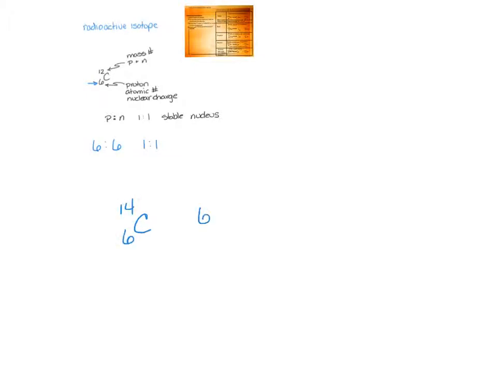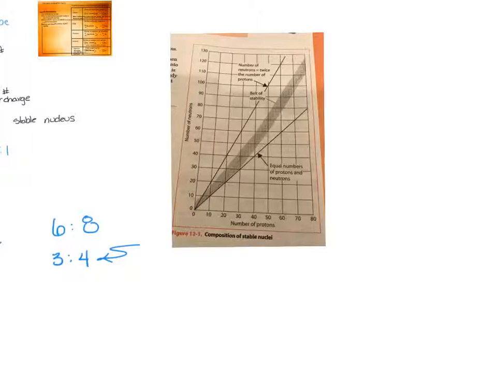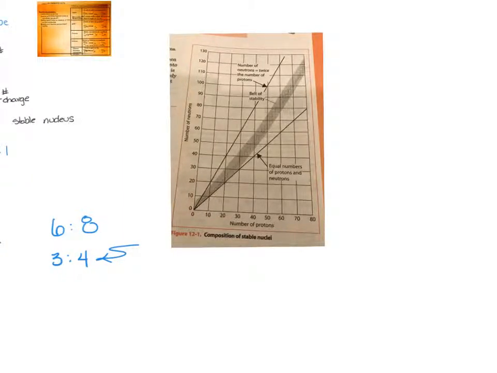Okay, now if we look at carbon-14, we've got 6 protons, but we have 8 neutrons. And so this gives us a ratio of 3:4. Okay, I just reduced that 6 to 8 to 3 to 4. And that is not a 1:1 ratio, so we consider this a radioactive isotope. Okay, when the proton to neutron ratio is close to 1:1, we say that it is in what we call the band of stability. So I went ahead and I grabbed a picture of the band of stability, or they call it the belt of stability.